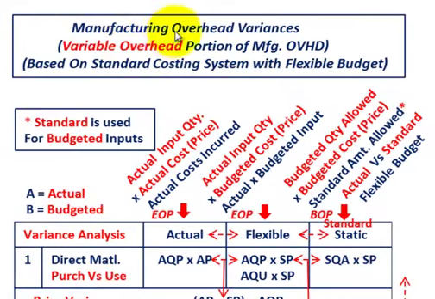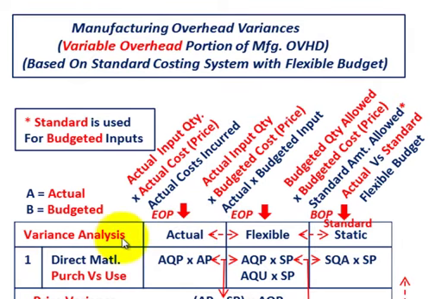What we're going to be going over here is manufacturing overhead variances, and we're going to be looking at the variable overhead portion of our manufacturing overhead. It's going to be based on a standard costing system where we're going to be using a flexible budget. So we'll start out by looking at it in table form and define what we're doing.